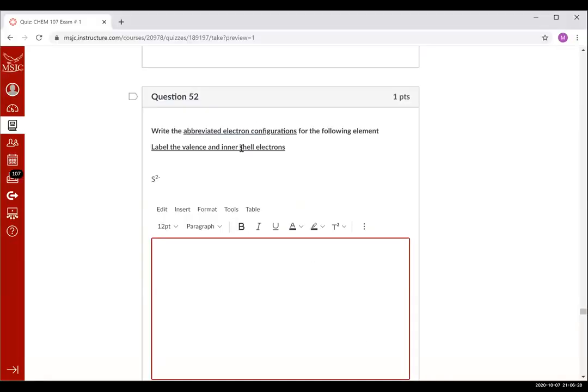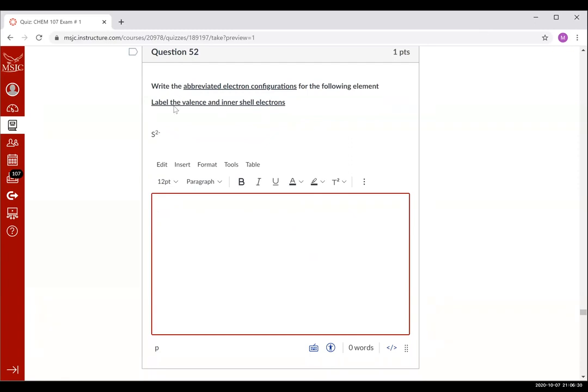So in this case, we're asked to write the abbreviated electron configurations. So for sulfur 2-, our preceding noble gas to sulfur is neon. And so we'd write this configuration with 2 extra electrons. So it would be 3s2, 3p6, with these outer electrons being the valence electrons and the noble gas core being the core electrons. Does that make sense to everyone?